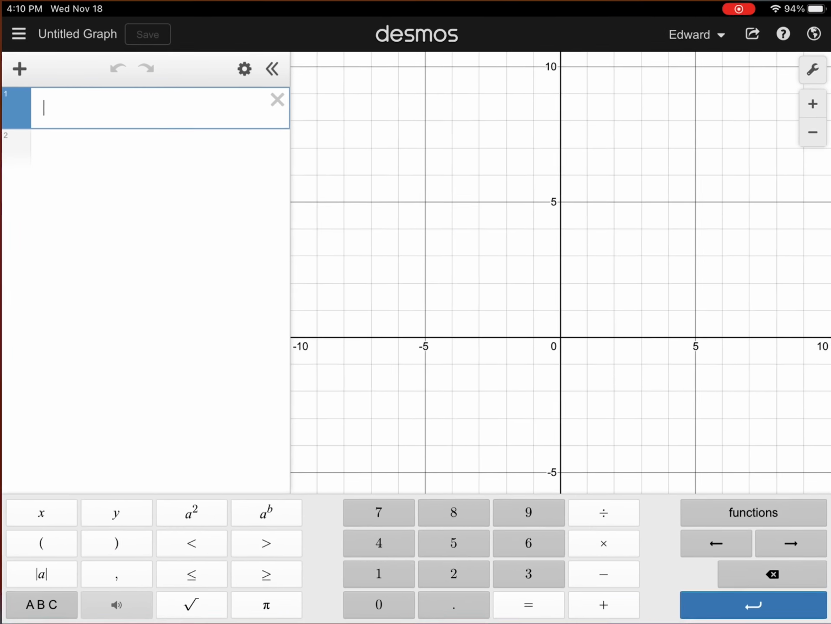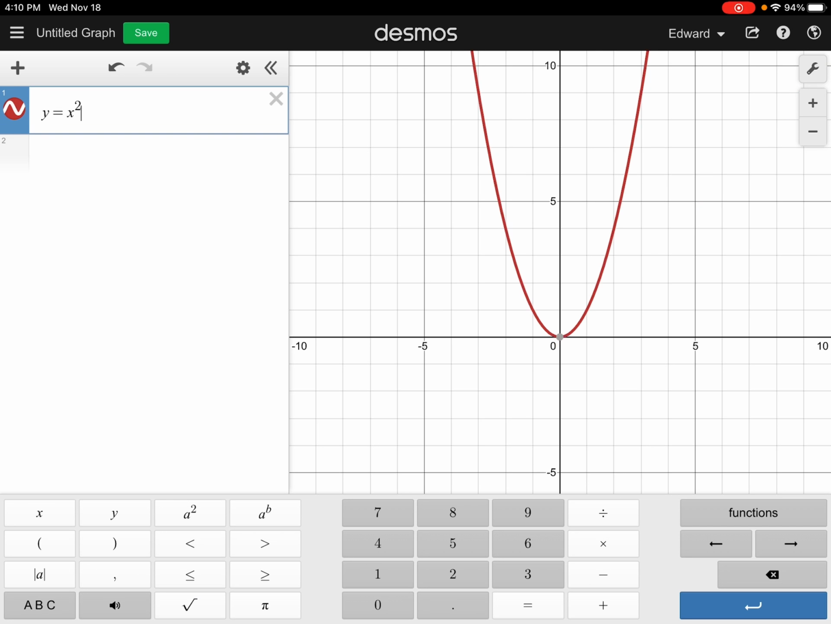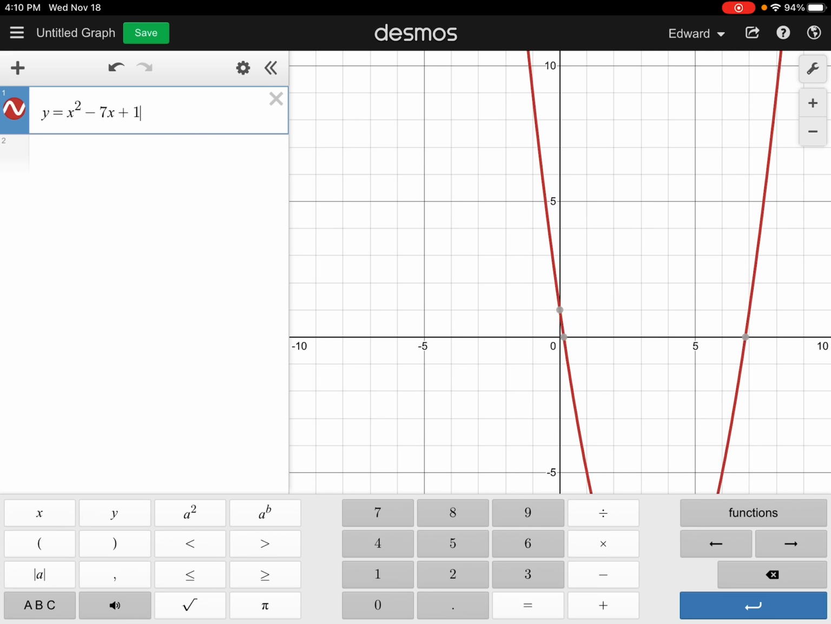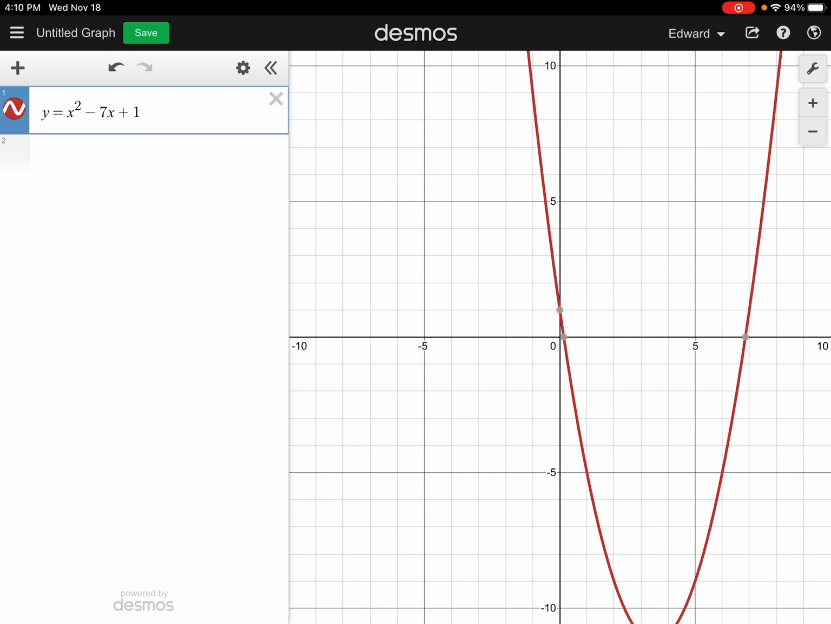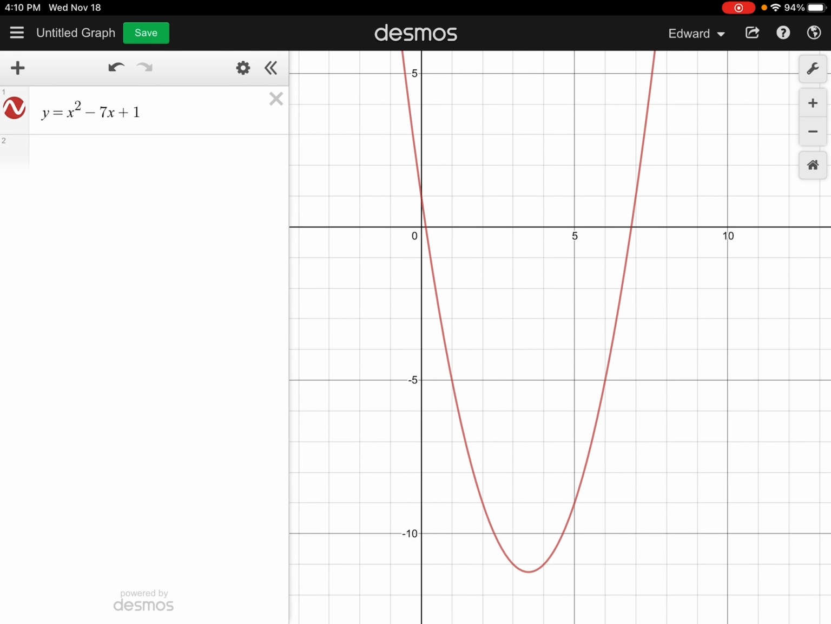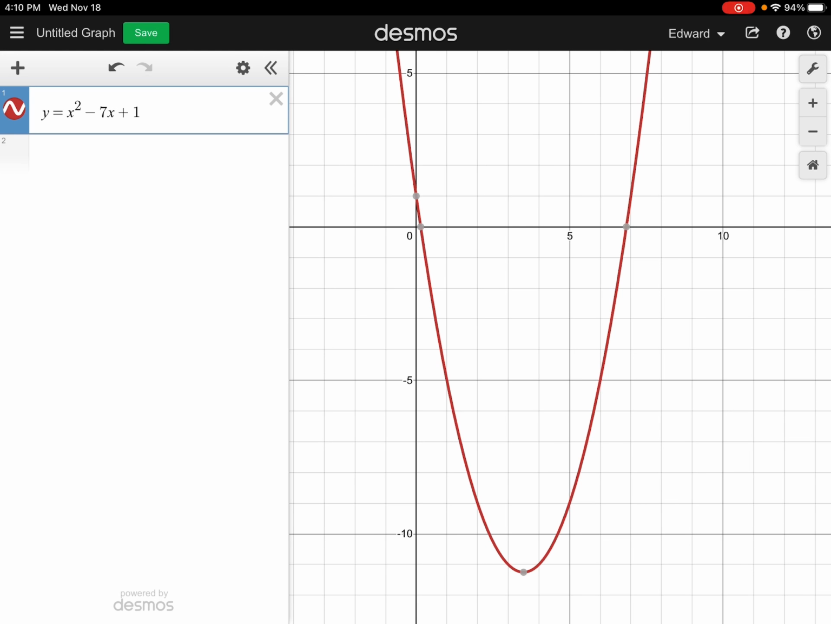So I go over here to Desmos and I type in y equals x squared. So x to the power of 2. Oops, sorry. y equals x to the power of 2 minus 7x plus 10. All right, take a look at my graph. See what we got here. And the solutions are going to be right here. So right there and right there.